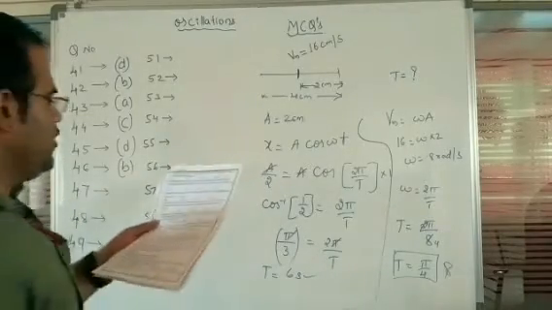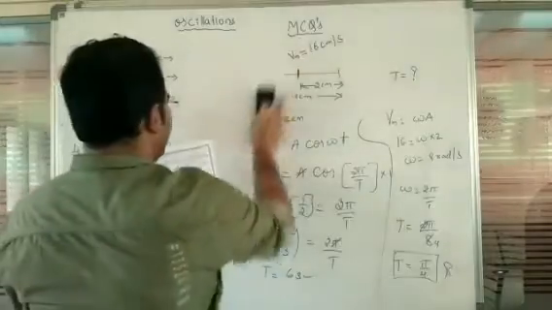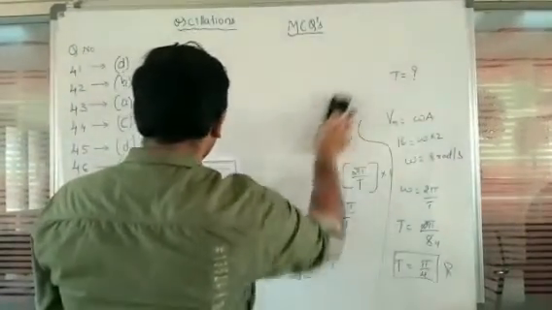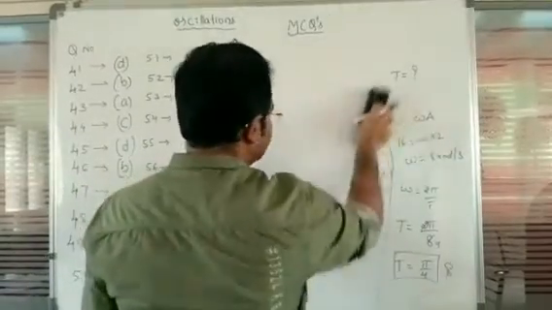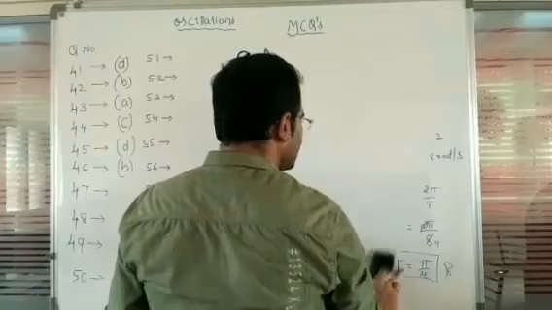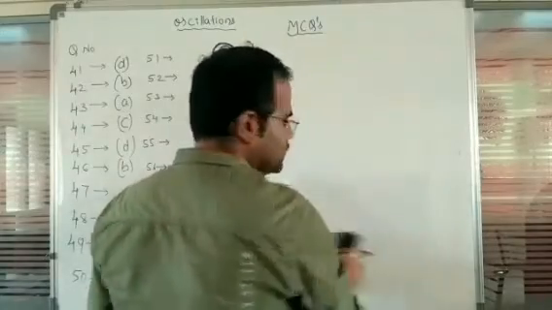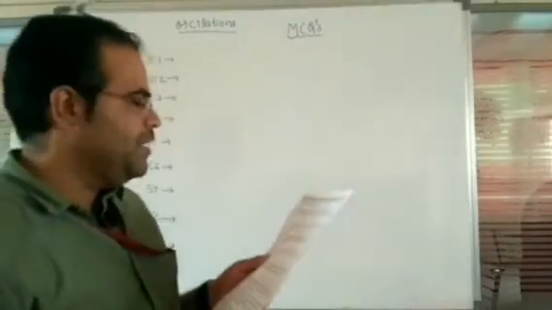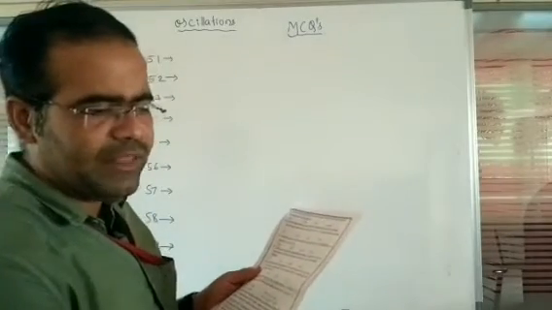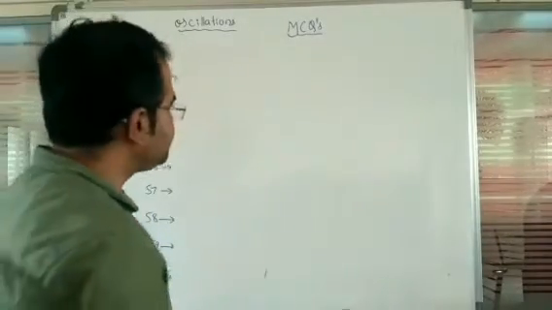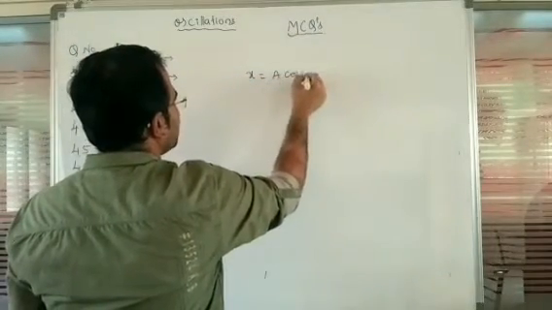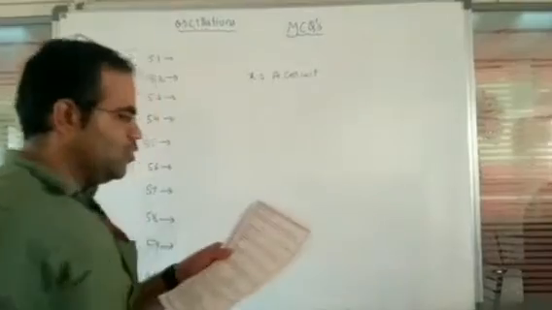A simple harmonic motion has an amplitude A and a period T. Time required by it to travel from x is equal to A to x is equal to A by 2. So that value we need to identify. So what is the amount of time taken here? In order to identify the time taken, you are going to observe the equation. So x is equal to a cos of omega t. So this you are going to write.